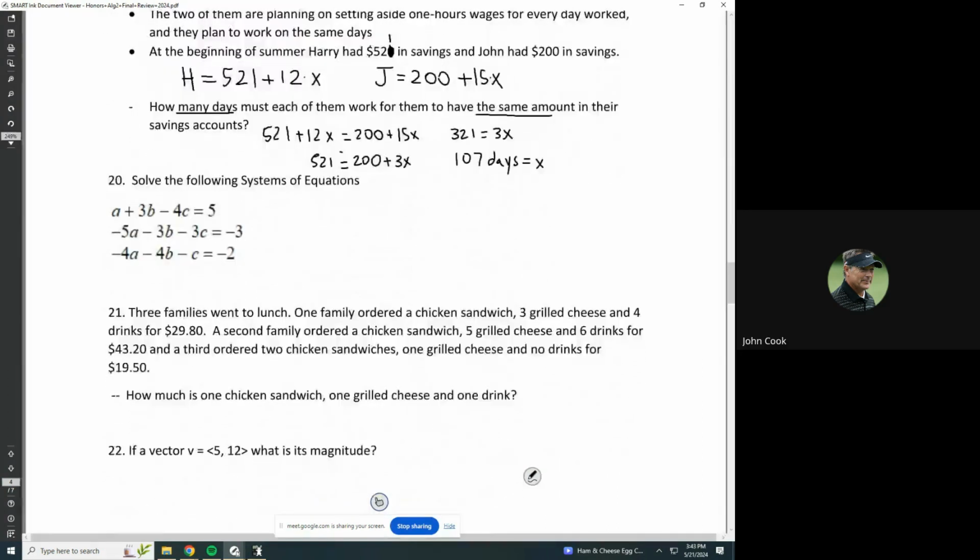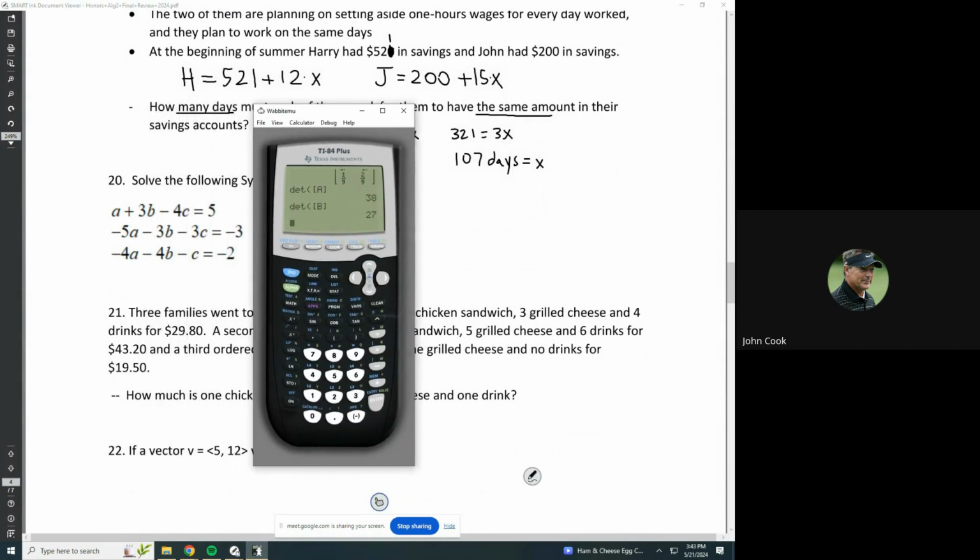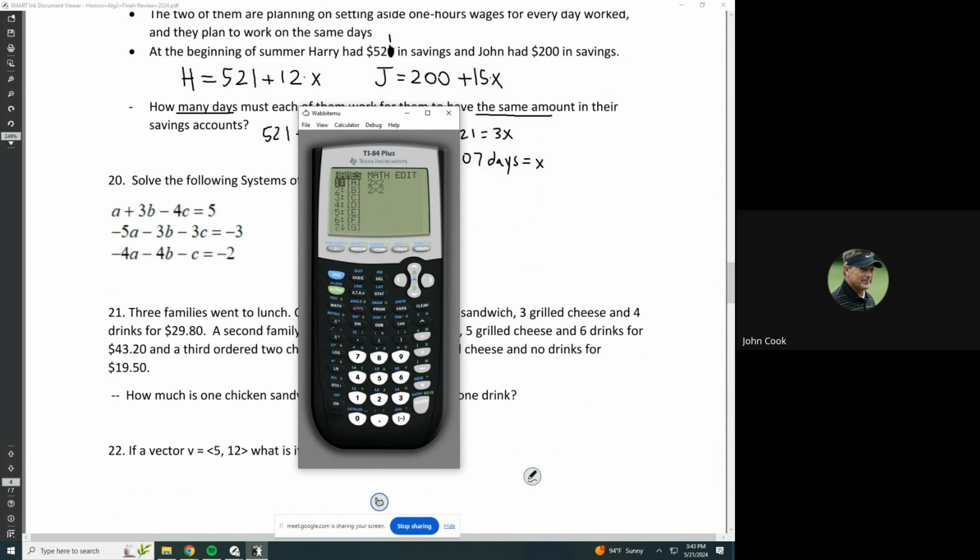Solve the following system of equations. Yeah, you can just use your calculator for this one. So, you type it in, matrix. Now let's use matrix A again. So this has 3 rows and it has 3 variables and an answer. So this is going to be a 3 by 4 matrix.